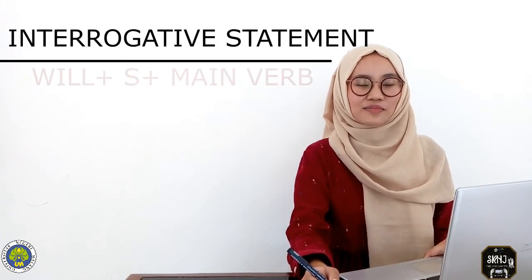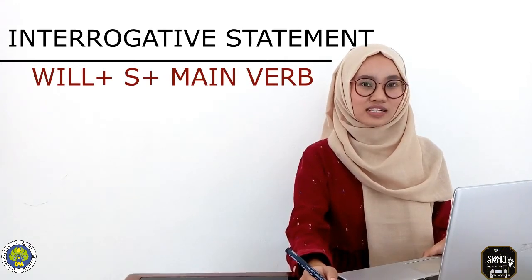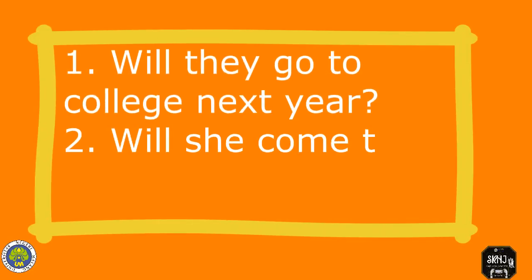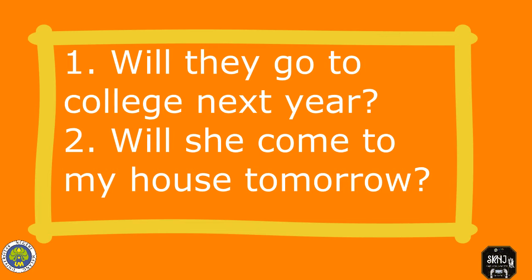While to make an interrogative sentence, the pattern is will plus subject plus verb in the basic form. The examples are: will they go to college next year and will she come to my house tomorrow?